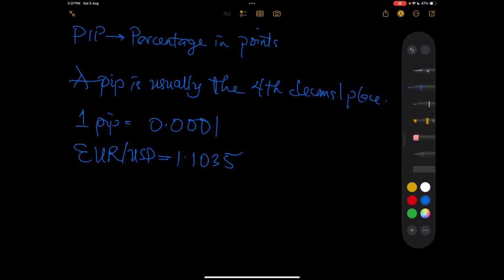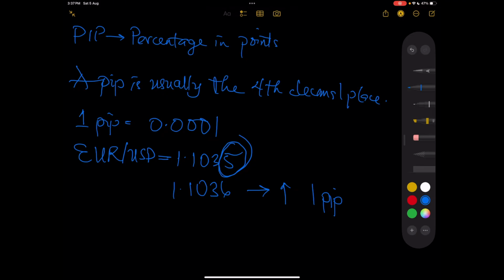So if you have EUR USD at 1.1035, this particular place is the pip change. If this increases to 1.1036, you have an increase of 1 pip, because this rose from 5 to 6. So this is where the pips start from.